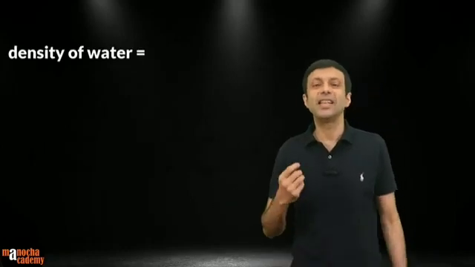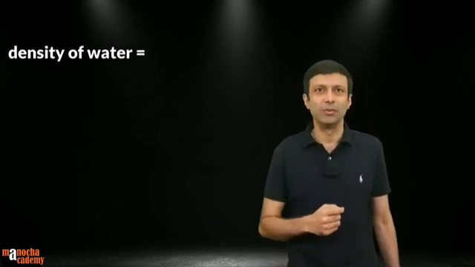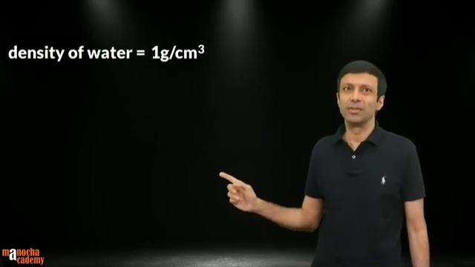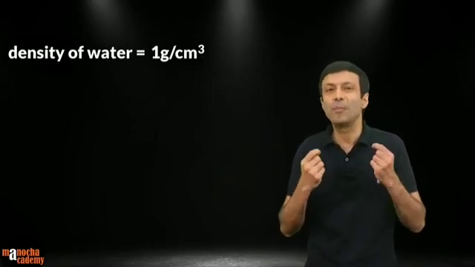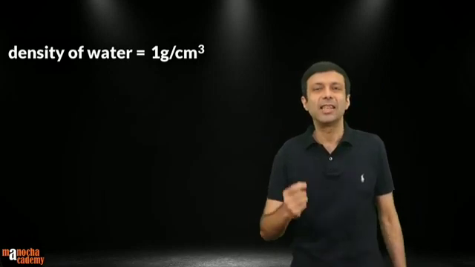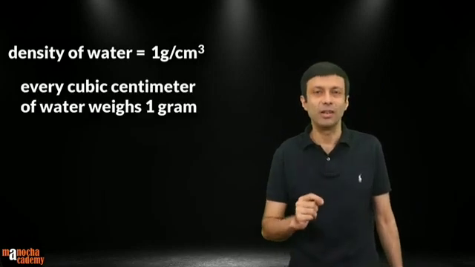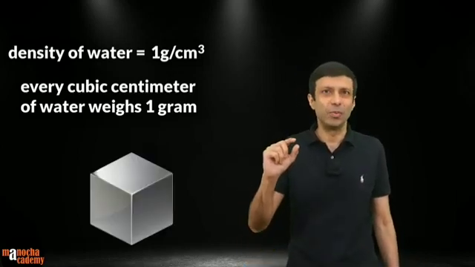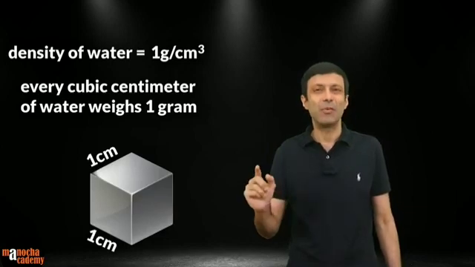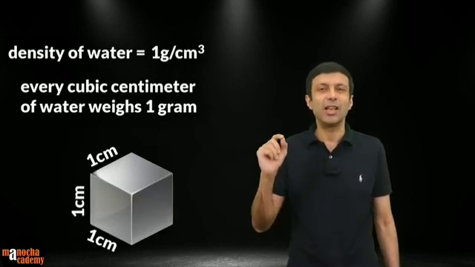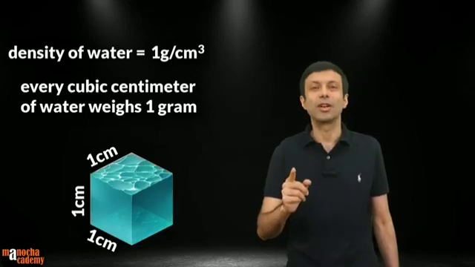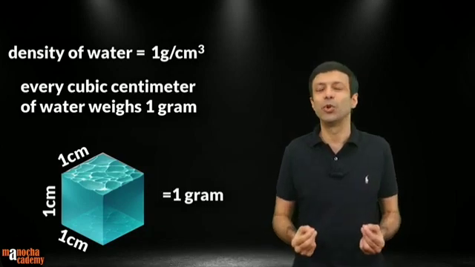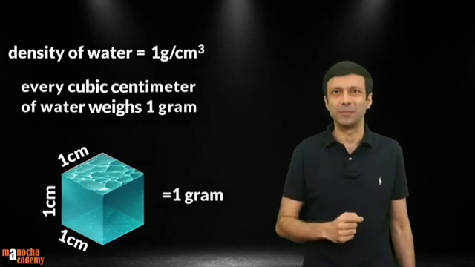The density of water in CGS unit is a very simple value. Do you know what it is? It is 1 gram per centimeter cube. The density of water is 1 gram per centimeter cube. This means every centimeter cube of water weighs 1 gram. You can visualize this by taking a tiny cube of size 1 centimeter by 1 centimeter by 1 centimeter. And if you fill it with water, the mass of the water in that is going to be 1 gram. So every centimeter cube of water weighs 1 gram.